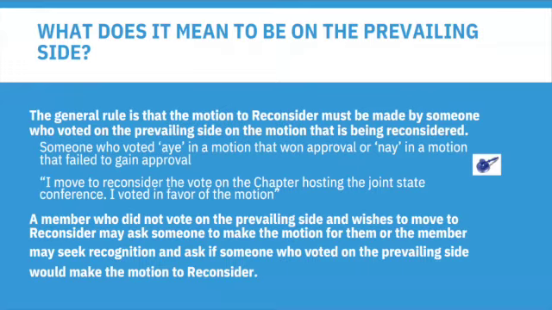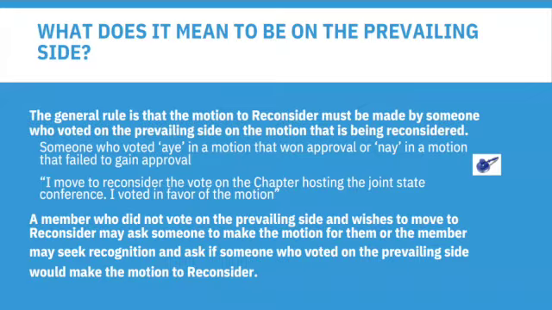Now, for the motion to reconsider, the person placing it on the floor has to be on the prevailing side. So what does that mean? The general rule is that the motion to reconsider must be made by someone who voted on the prevailing side on the motion that's being reconsidered. Someone who voted aye, or basically yes, in a motion that won approval, or nay, no, in a motion that failed to gain approval.